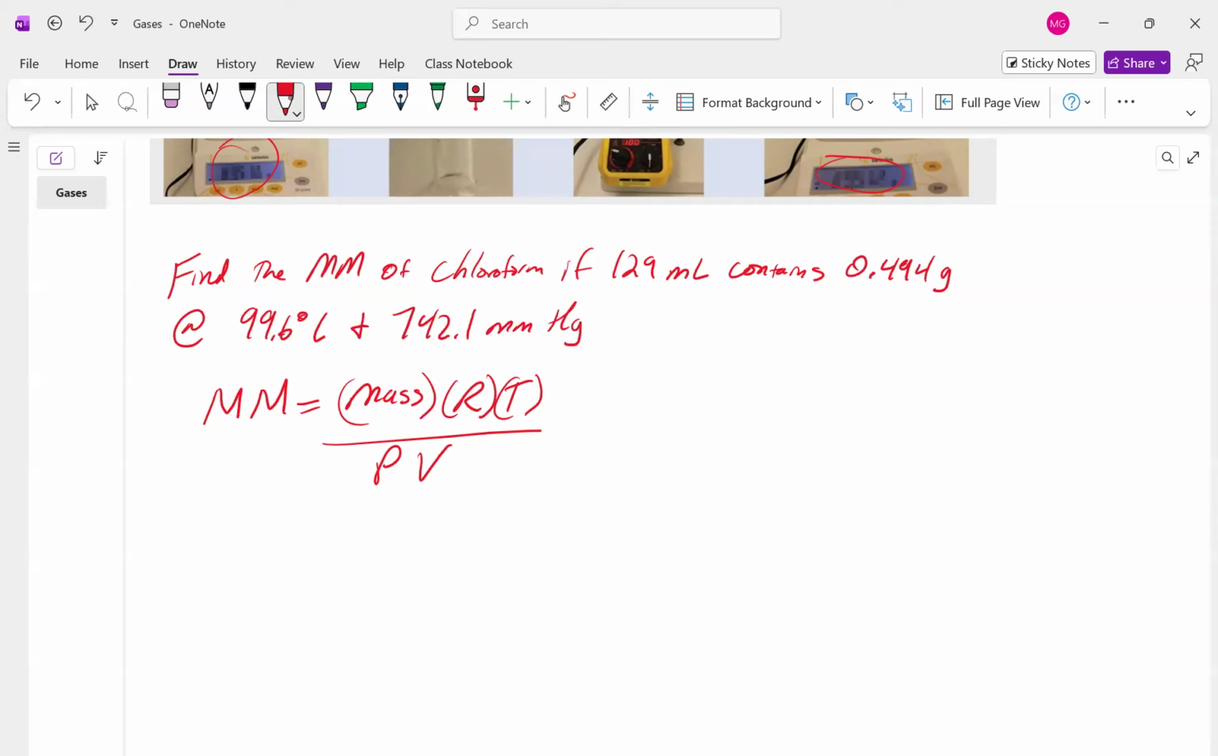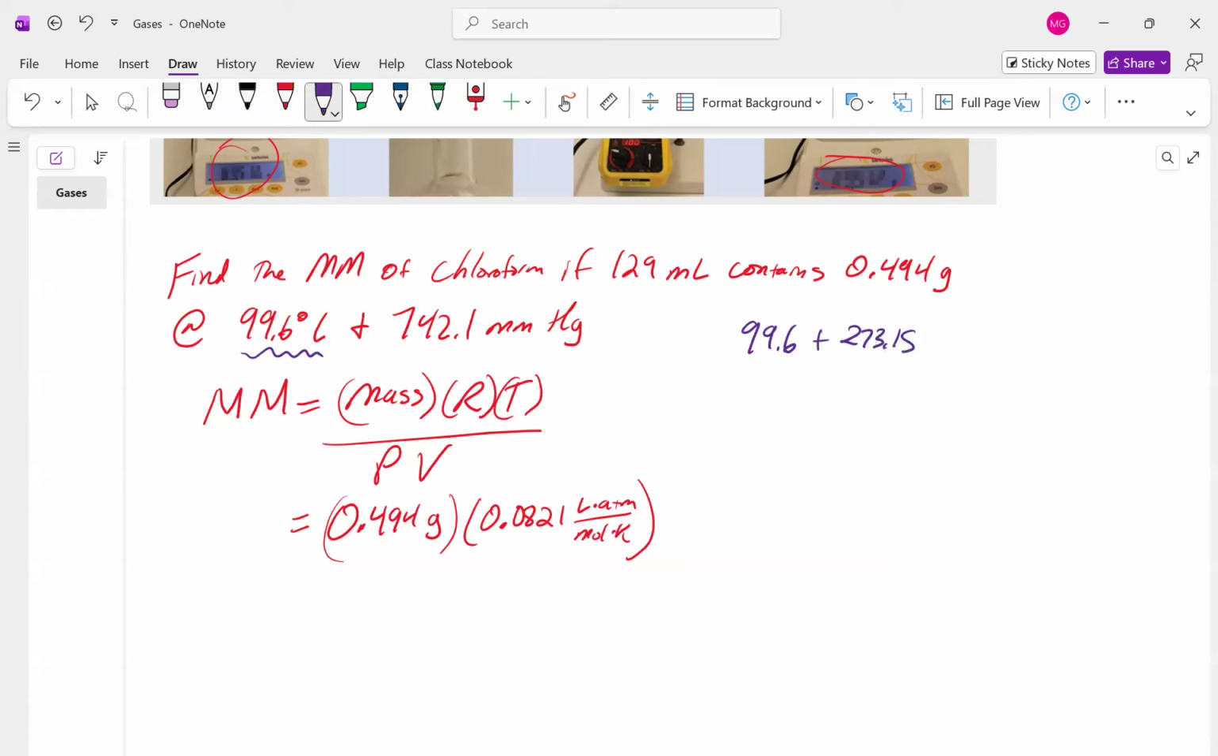Okay, so let's say we did this experiment. We weighed our flask at the end of the experiment and found that there was 0.494 grams of chloroform. And then I know what R is, 0.0821 liter atmospheres per mole Kelvin, and then my temperature. Remember, temperature has to be in Kelvin. So I'm going to take that degrees Celsius and add 273.15, and now it is 372.75 Kelvin.